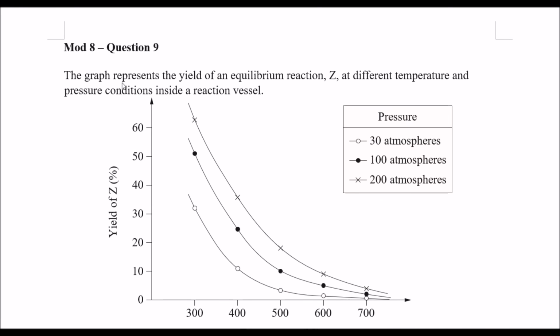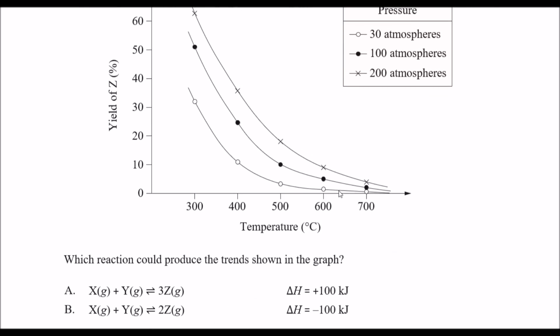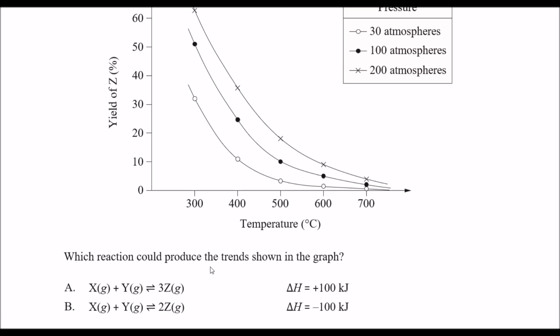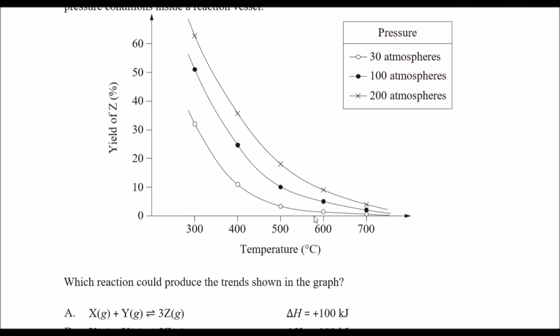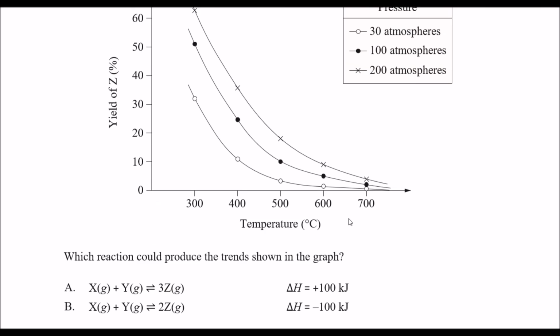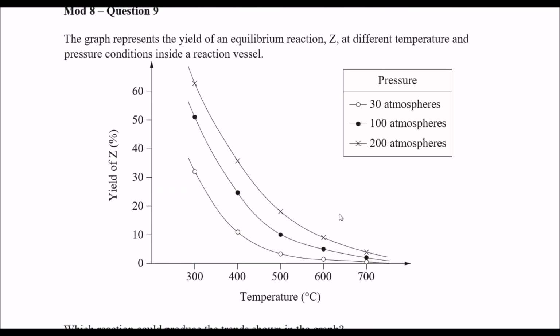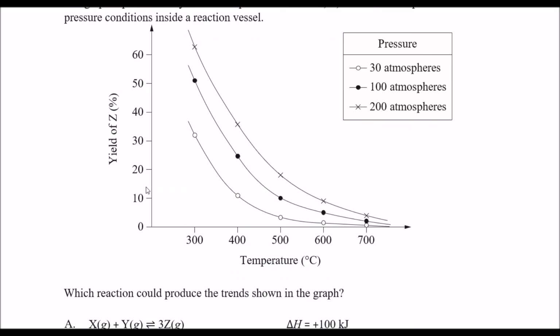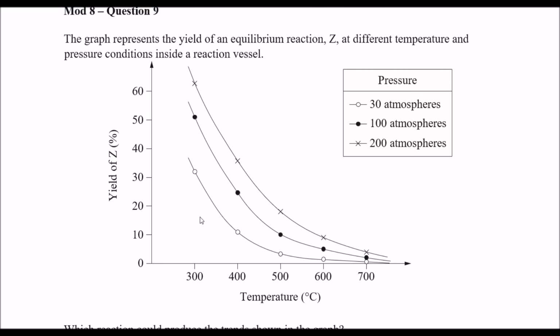Question 9 says the graph represents the yield of an equilibrium reaction Z at different temperature and pressure conditions inside a reaction vessel. So that's what we have here. Which reaction could produce the trends shown in the graph? What we could work out firstly is whether it is an exothermic or endothermic reaction. The percentage of Z is our product.